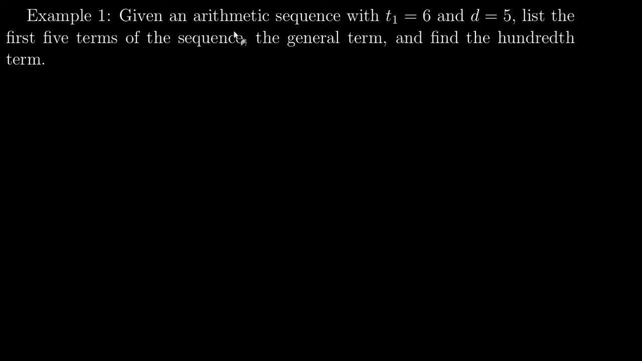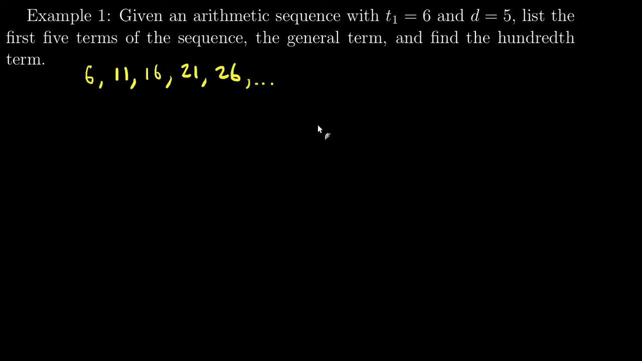Here's an example. Given an arithmetic sequence with term 1 equal to 6 and the common difference 5, list the first 5 terms of the sequence, the general term, and the 100th term. So the first 5 terms, well, we have 6, add on 5, get 11, add on 5, get 16, add on 5, get 21, and add on 5, get 26. That's the first 5 terms.